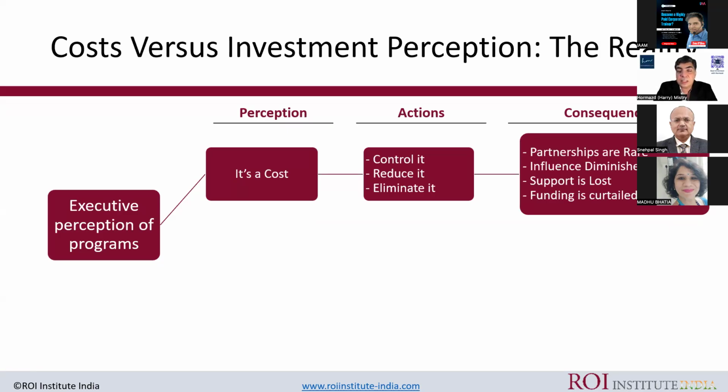And that's one of the reasons why, when organizations go through a downturn, or the industry goes through a downturn, and cost needs to be controlled, the first reduction in cost that you see happens is for learning programs. Because the executives see it as a cost and not as an investment.